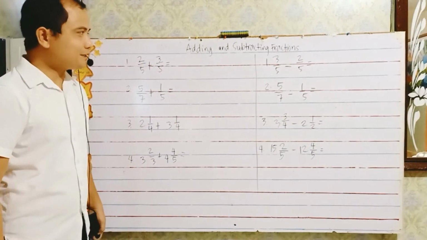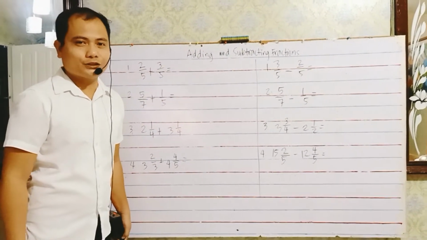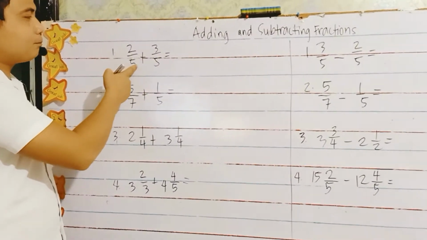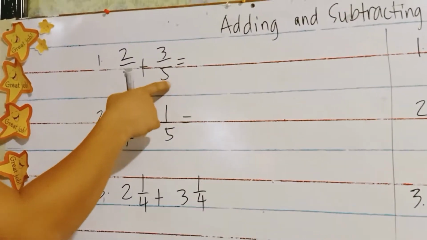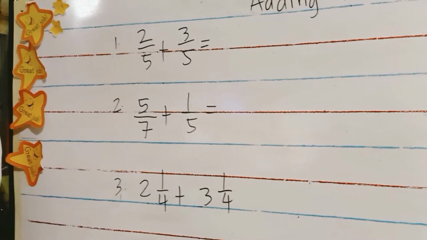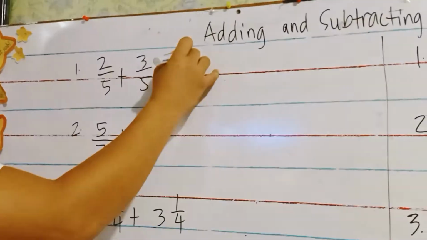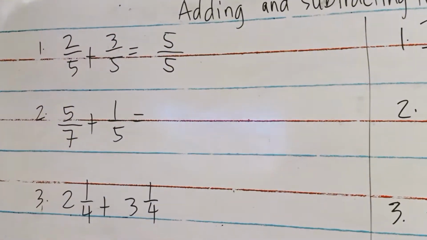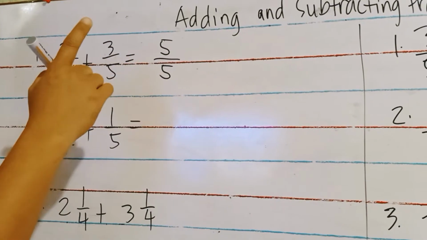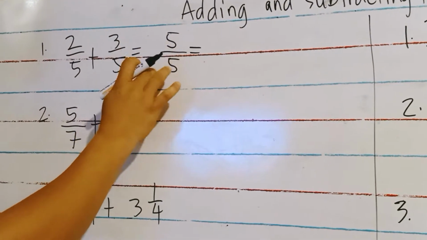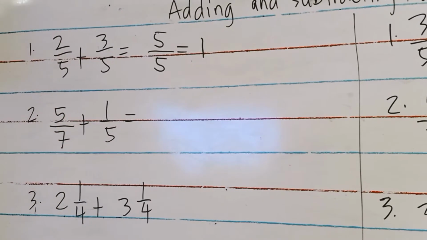Now, let's proceed in adding and subtracting fractions. Let's start first with addition. Number 1, 2/5 plus 3/5. Since they are similar, in adding similar fractions, we just add the numerators. So 2 plus 3 is 5. We will just copy the denominator. Okay? 5/5, a while ago, we said that fraction with the same numerator and denominator is always equal to 1.